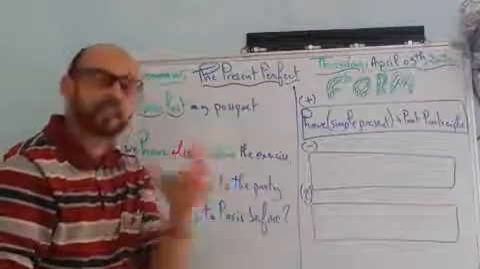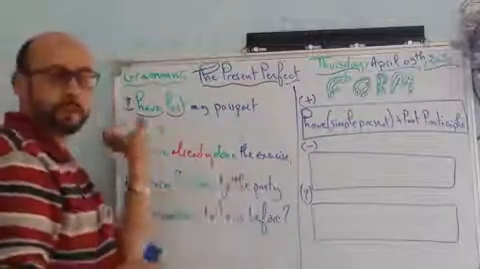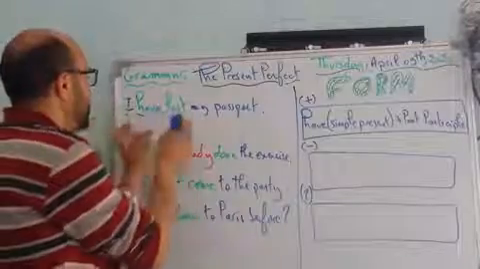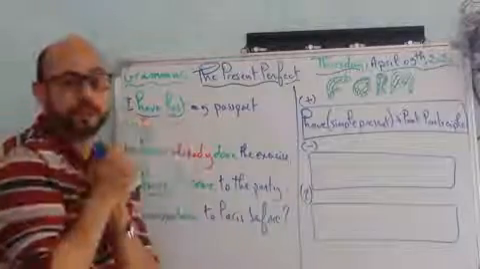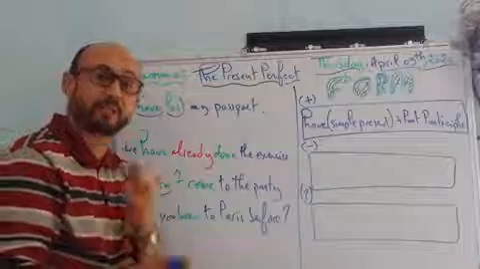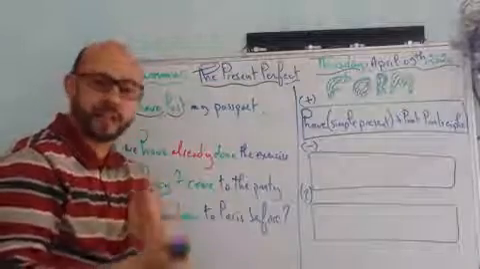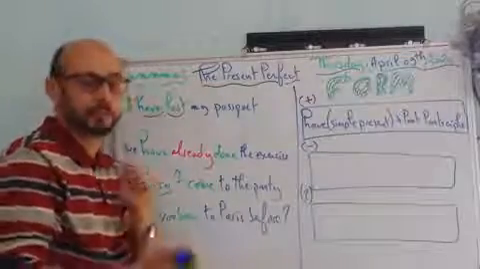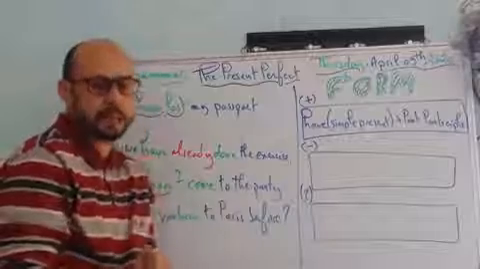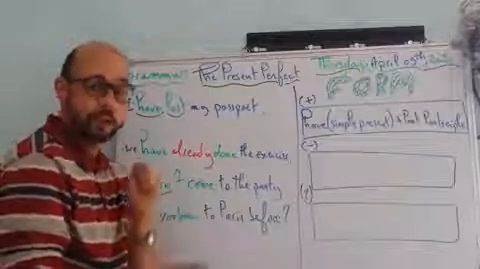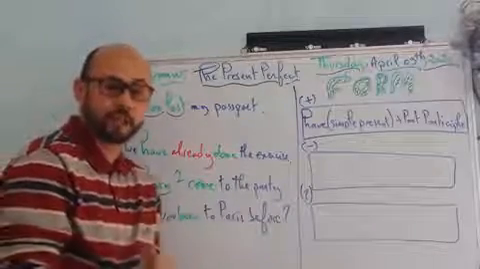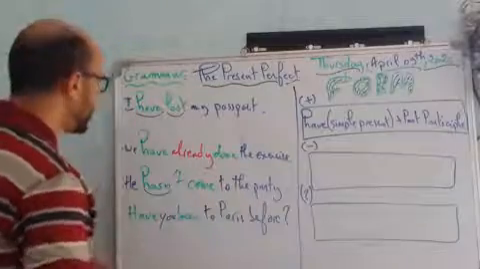That past participle is used in compound tenses or complex tenses like the present perfect. That's why you need to learn them by heart. I told you that that day and I'm saying it now today. You need to learn your irregular verbs by heart.